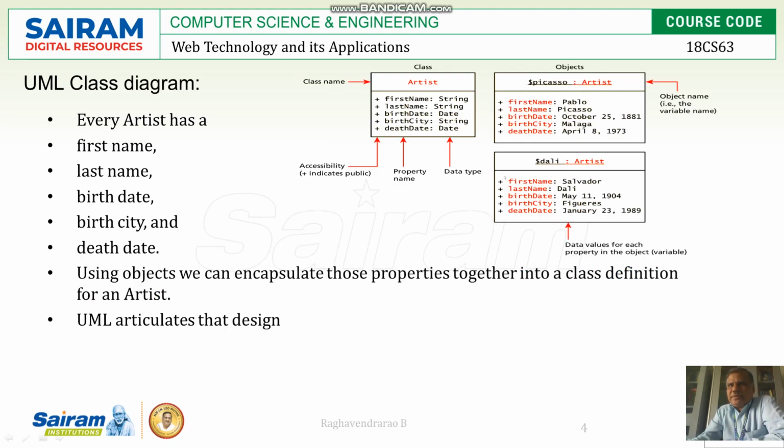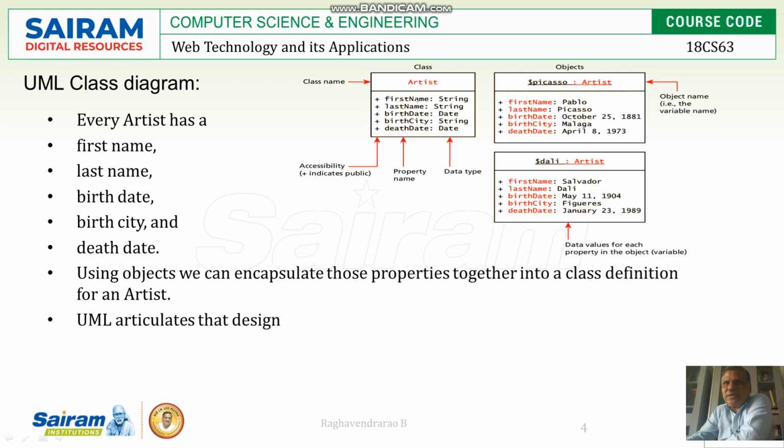So this is a UML diagram, the class diagram. Now we can specify here the classes and objects. You can see here, artist is the class name. It contains first name, last name, birth date, birth city, and also the encapsulation of these things in one. This is artist, a design. Now you can see this is a class. Class name is artist.